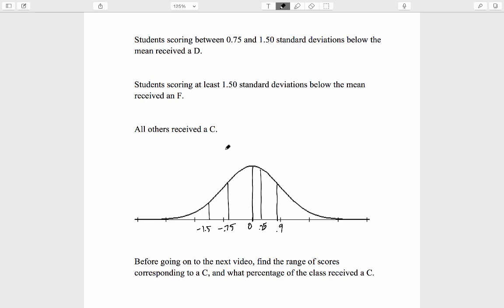The remaining information is that students scoring between 0.75 standard deviations below the mean and 1.5 standard deviations below the mean are in the D range. Students scoring at least 1.5 standard deviations below the mean received an F. All others received a C. That means the C range spans territory to the left of the mean and to the right of the mean. Before going on to the next video, find the range of scores corresponding to a C and what percentage of the class received a C.